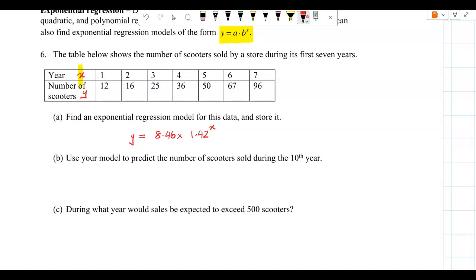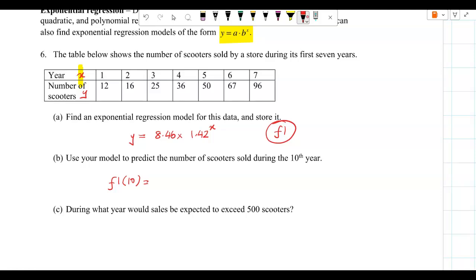Nice. Use your model to predict the scooters sold during the 10th year. So this was stored in F1. You must read that when you're doing it. Now what will you do? You will go to the run mode and do F1 of 10. Not F1 times 10, function of 10.